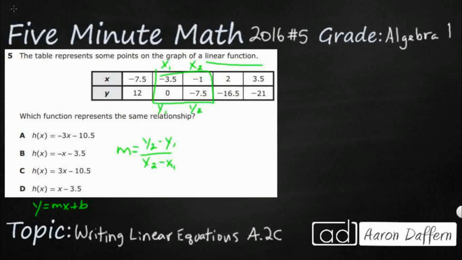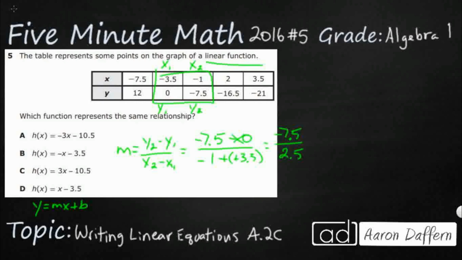All right, so I'm going to get negative 7.5 minus 0, that's my y2 minus y1, and then I'm going to get negative 1 minus negative 3.5, which is going to end up turning into a positive. So I've got negative 7.5, because there's nothing there. I've got negative 1 plus 3.5, so that's like 3.5 minus 1, that's 2.5.